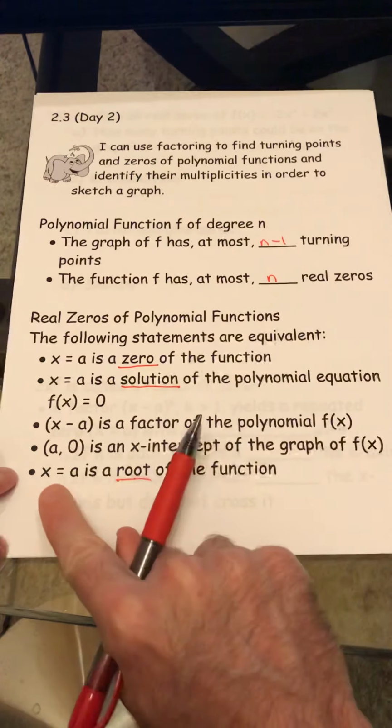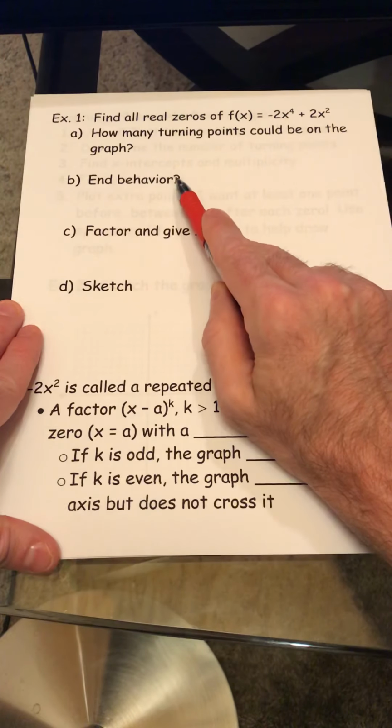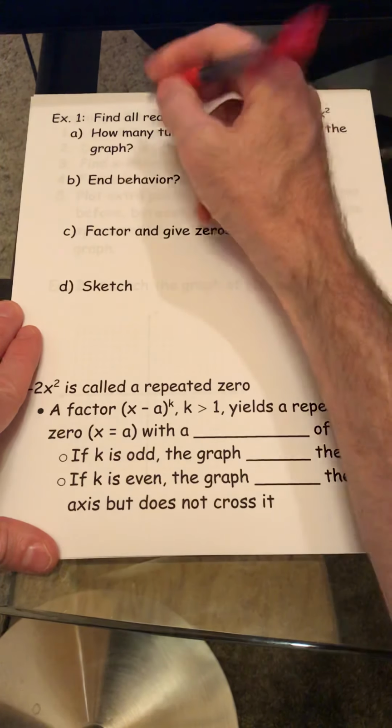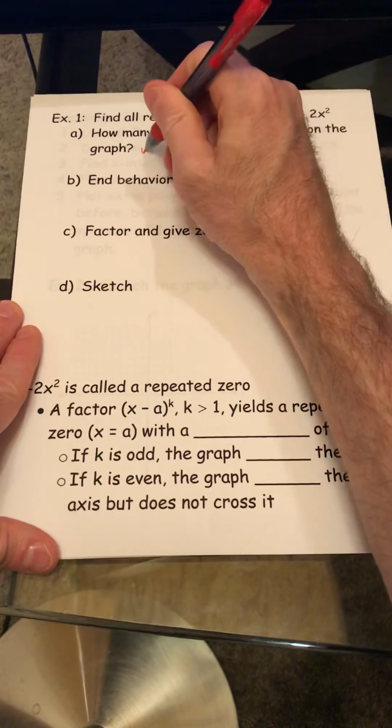Alright, so kind of talking a little bit about some things that we've just addressed in these notes, from what we've already talked about. How many turning points could be on the graph? Well, if the degree is 4, there could be up to 3 turning points.